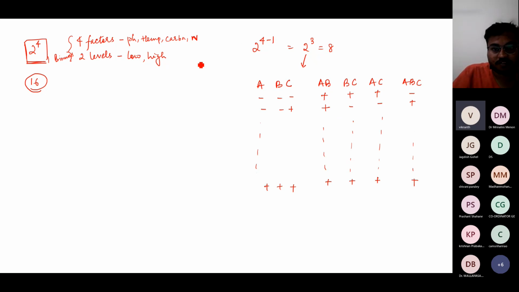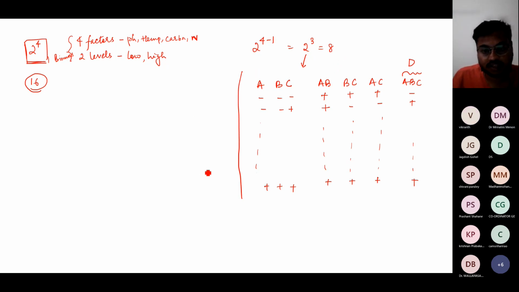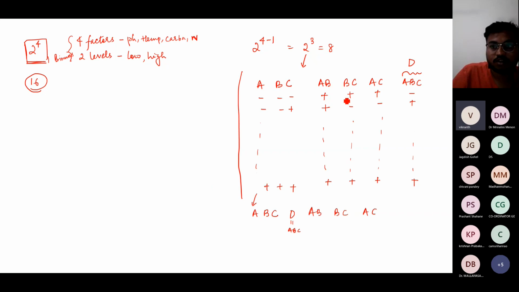Then to make this a fractional factorial for 4 factors, the highest order term, which is the interaction term ABC, we'll replace by D. So now our experimental design becomes A, B, C, D, and then we have all these terms AB, BC, AC. So here D is equal to ABC because we replaced that. Then similarly, AB will be similar to CD. These two will have similar tables of plus and minus values.